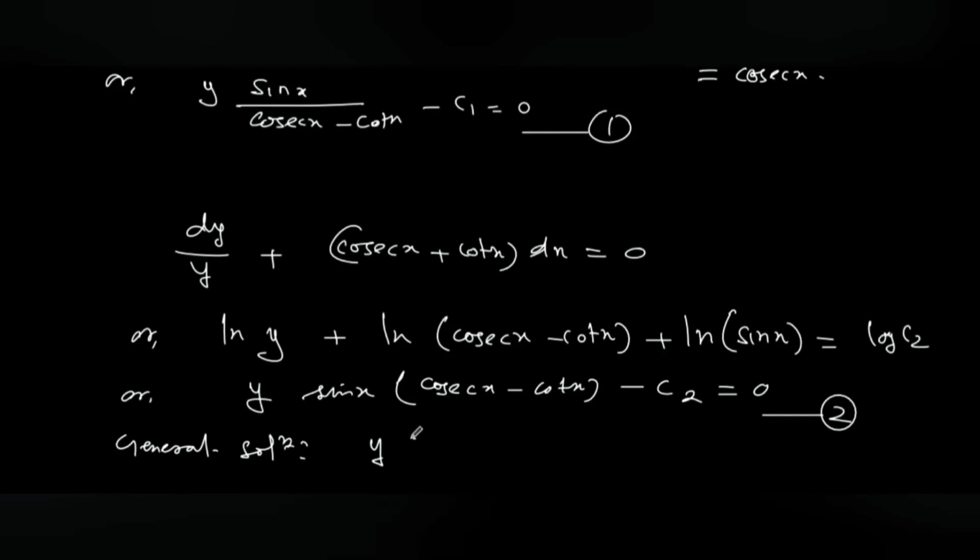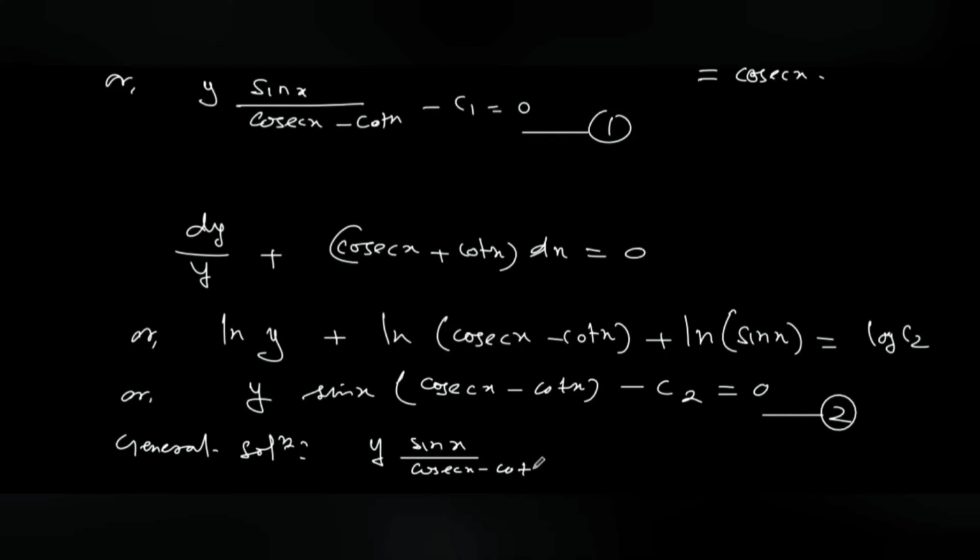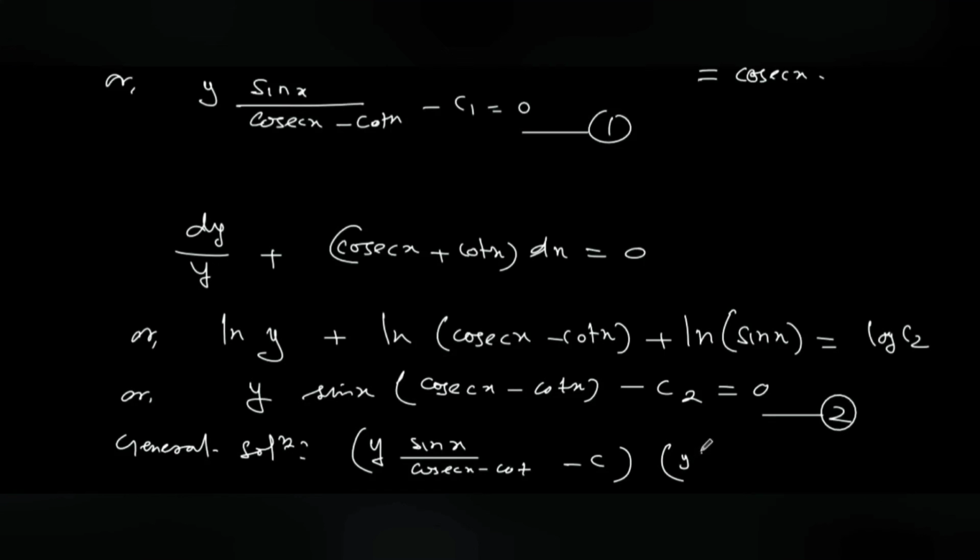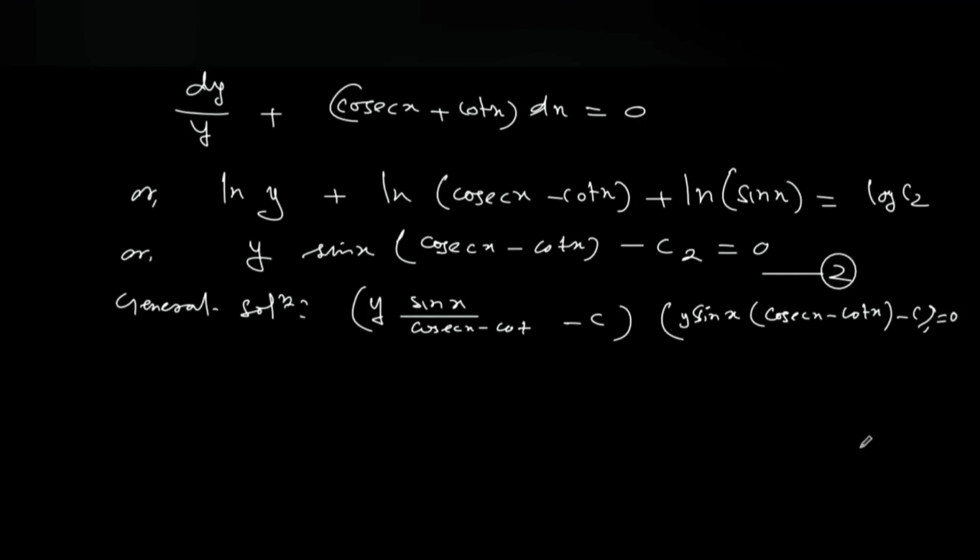y sin x by cosec x minus cot x minus c times y sin x times cosec x minus cot x minus c equals 0 is the general solution. C is the arbitrary constant, and this can be simplified further.